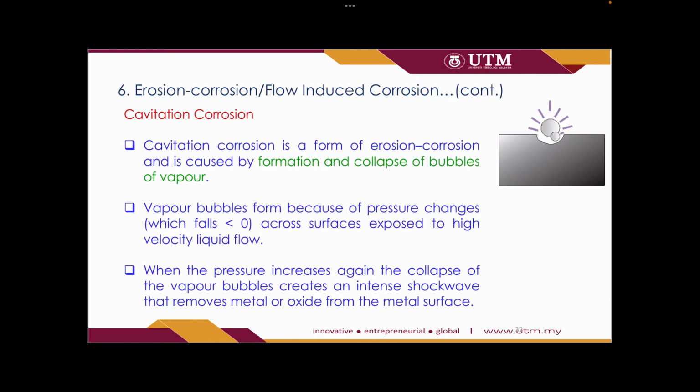So the second type of erosion corrosion is cavitation corrosion. This cavitation corrosion is a form of erosion corrosion, and it is actually caused by the formation and collapse of bubbles of vapor. If there are bubbles and a bubble collapses, it will give a pop impact on the surface. These vapor bubbles form because of pressure changes, okay, which is less than 0 atmospheric pressure, across the surface exposed to high velocity liquid flow.